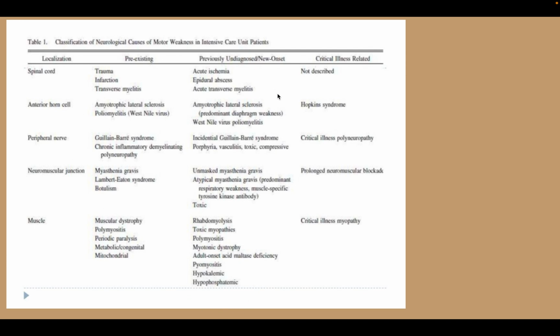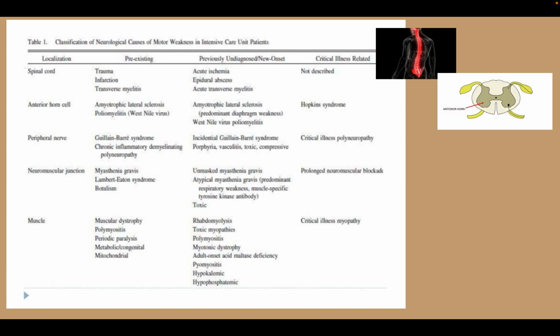So these are all the very classical classification, and this is very important clinically, as when you see a patient, whether there is a spinal cord involvement or an anterior horn involvement, peripheral nerve involvement, neuromuscular junction involvement, or muscle involvement, you can relatively easily find the source from where the weakness is coming.